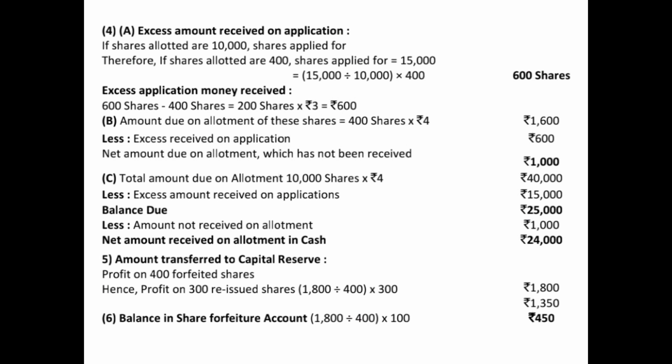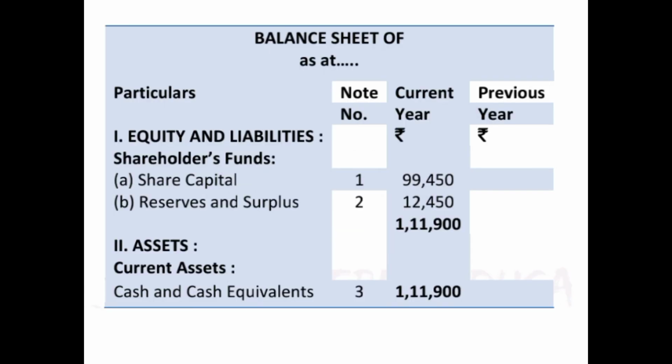Then the 6th point is showing you the balance in share forfeiture account. Earlier we had transferred 1800, out of which 1350 has already been adjusted. Now we are left with 450, which will be shown in the balance sheet. So in this question you also have to show the balance sheet. We are showing the balance sheet: equity and liabilities, shareholders' funds, share capital 99,450, note number 1, reserve and surplus, note number 2, 12,450. Current assets, we are showing cash and cash equivalents, note number 3, 1,11,900. So 1,11,900 will obviously be the total of bank receipts, since we have not paid anything.